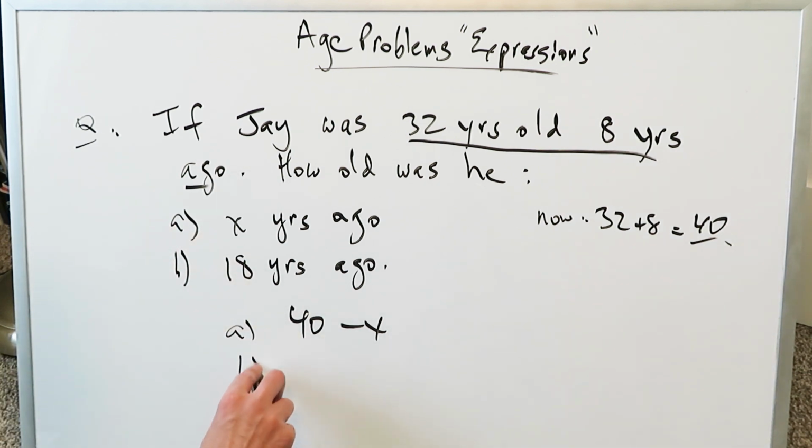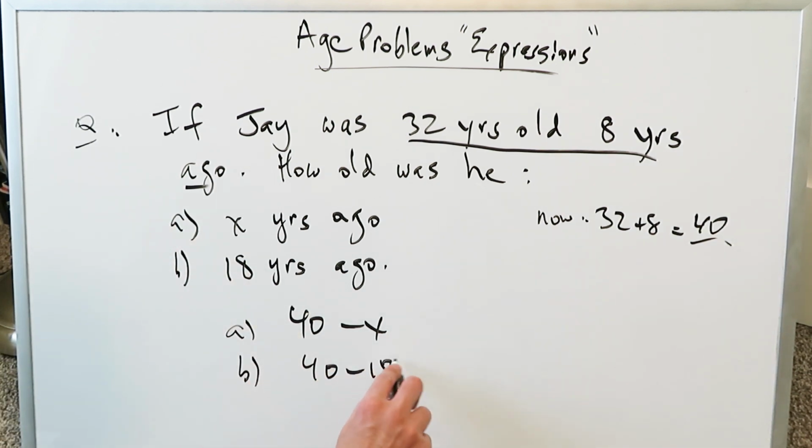Question B, you know question B is easy. It'll be 40 minus 18, and whatever that would be, that would be your answer. And that right here would be 22. X years ago he was 40 minus X years old. 18 years ago he was 22 years old. And this question has been completed.